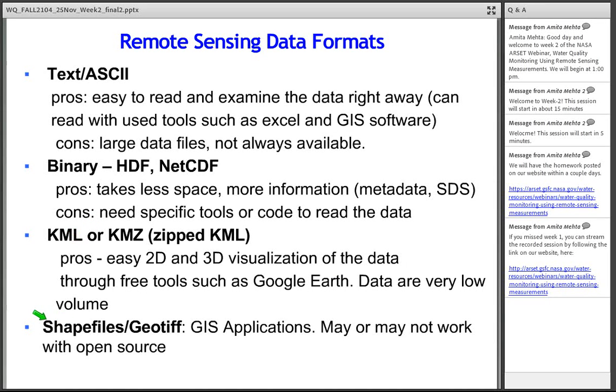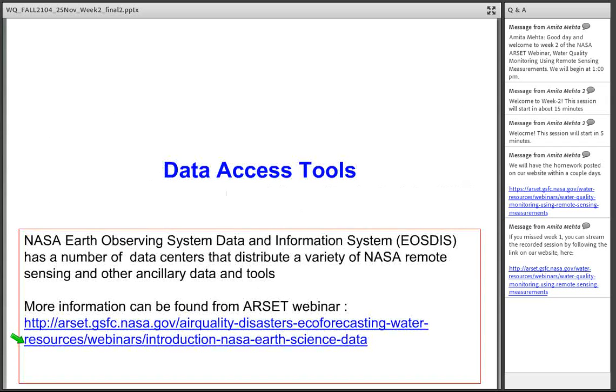Occasionally, some data are available as shape files or GeoTIFF images, so there can be direct application in GIS. Not all data are available in this format though. So these are all formats, so any can be used.